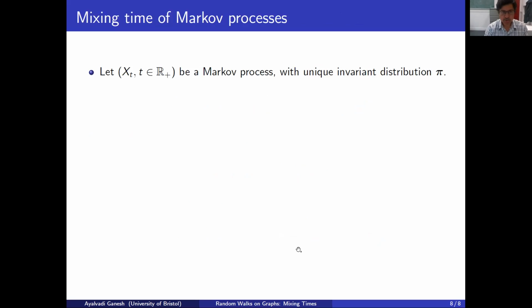Okay, a bit more terminology. We are going to define the mixing time of a Markov process. This can be defined for Markov processes in general, though we are mainly interested in it in the context of the random walk. But let me introduce the terminology in general. So we have some continuous time Markov process X_t, and let's say it has a unique invariant distribution pi.